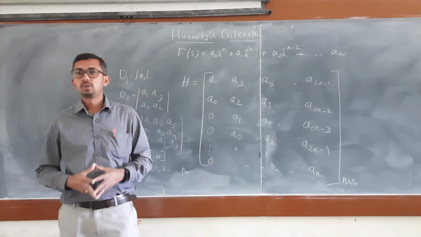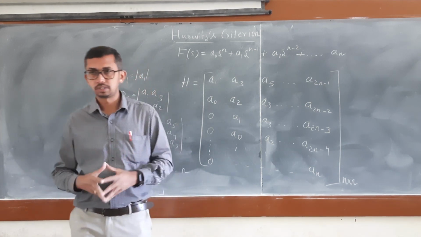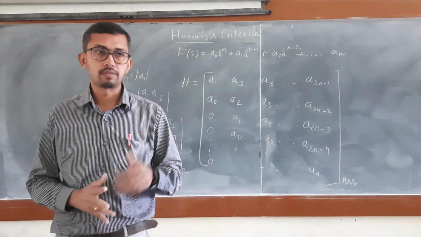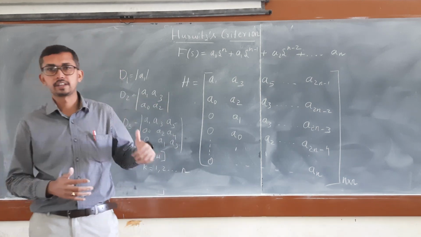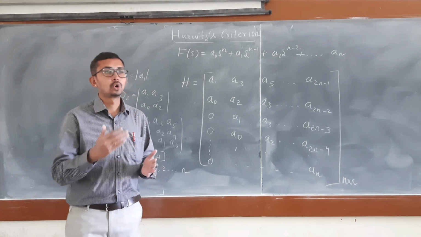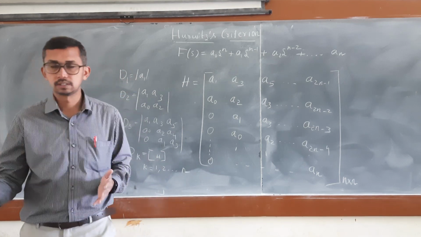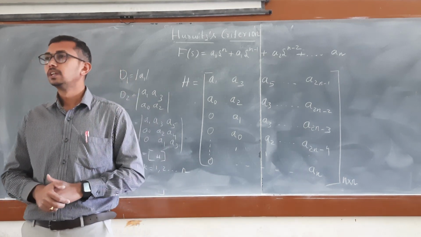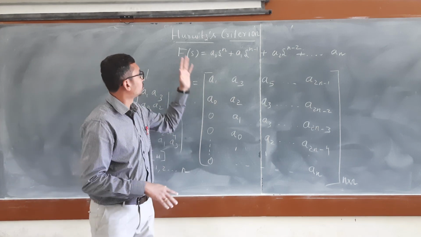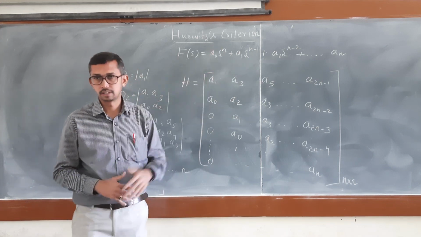As I told, to find out the stability of the system, we have two methods. The first method is the Hurwitz criterion method. The next one is the Routh array method. There are two methods. Now let's discuss the Hurwitz criterion method.